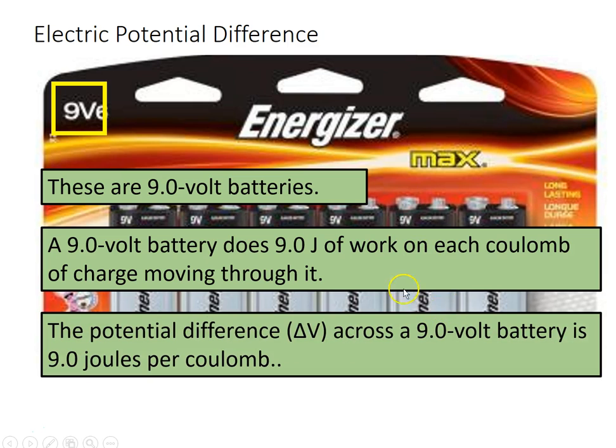Or we could say, these are the terminals, but I don't care about the terminals. I just want the imagery to be a 9 volt battery. The chemistry in the battery will create 9 joules per coulomb of potential difference across it.